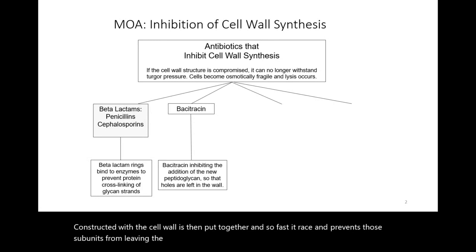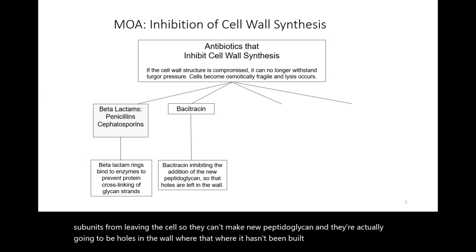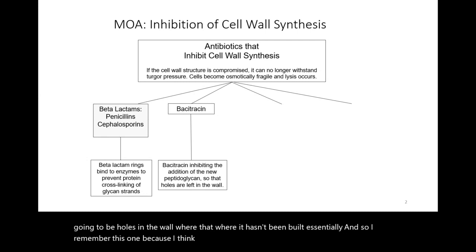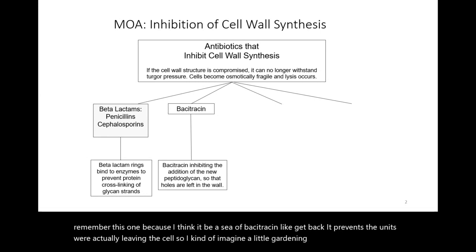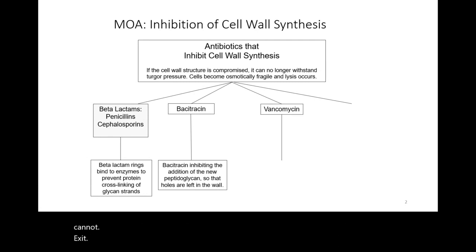So they can't make new peptidoglycan, and there are actually going to be holes in the wall where it hasn't been built, essentially. I remember this one because I think of BAC, of bacitracin, like get back. It prevents the units from actually leaving the cell. I imagine a little guard being like, nope, nope, nope, get back. You cannot exit.